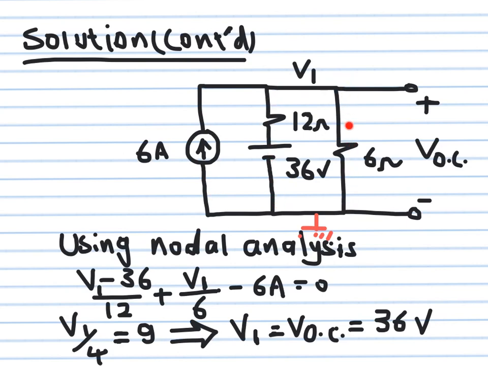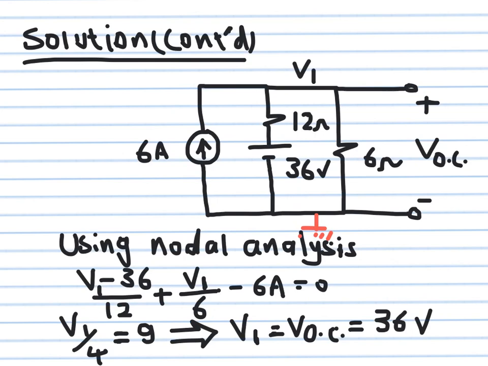This current here flowing out is V1 over 6 ohm. This current here flowing out is V1 minus 36 over 12 ohm. And this current flowing out is minus 6 ampere, because this is flowing in and I'm looking for the currents flowing out. So I wrote all these 3 currents here.